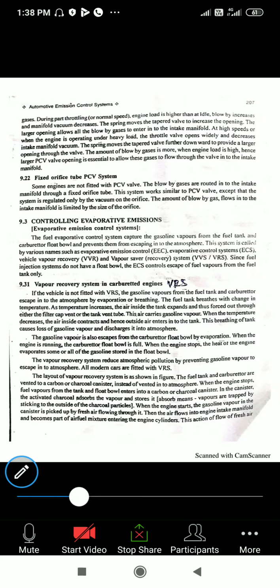So whatever gases are released by the fuel, that petrol vaporization, has to be purified before escaping into the atmosphere. This system is called by various names, such as evaporation systems. That also we are going to study.